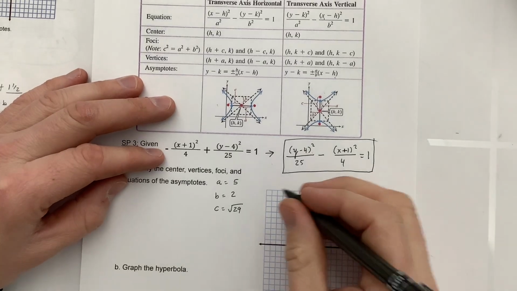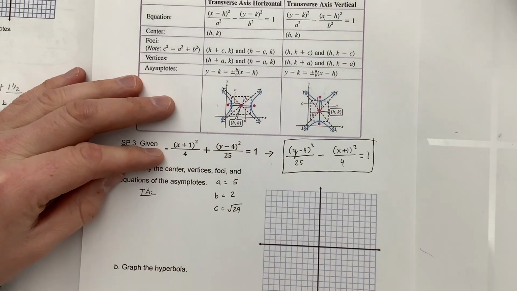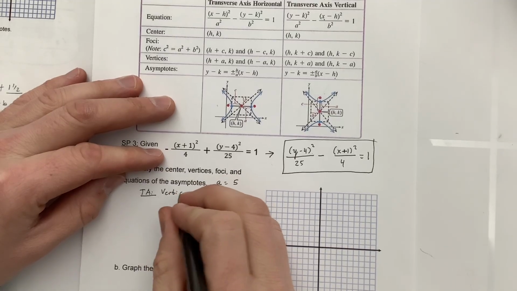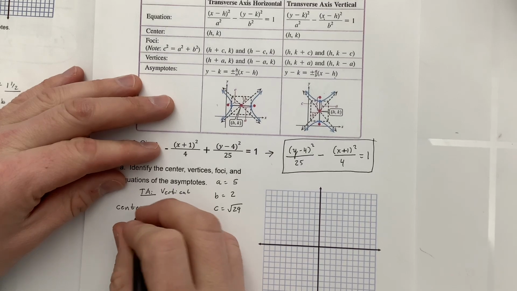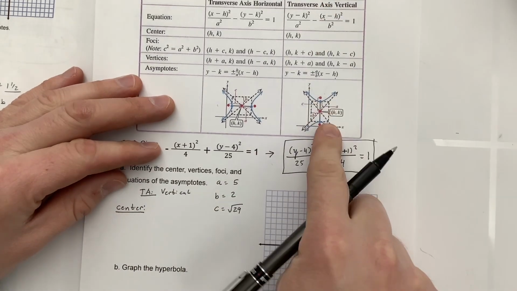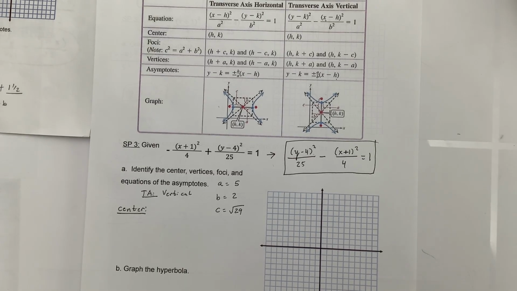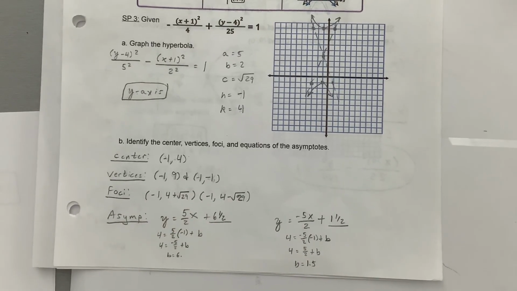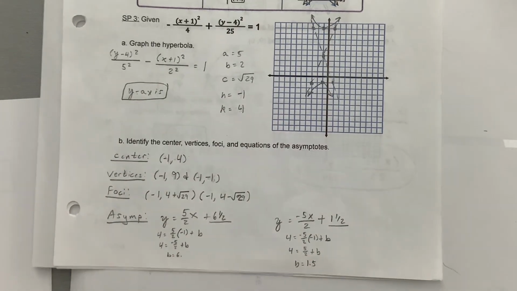Lastly, transverse axis. Horizontal or vertical here? Looks like it's going to be vertical. So we are using the right-hand side. I'll give you a head start. So center, vertices, foci, there they are. If you want to change that 4 plus square root of 29 to a decimal, you could. Hopefully you were able to come up with those values.